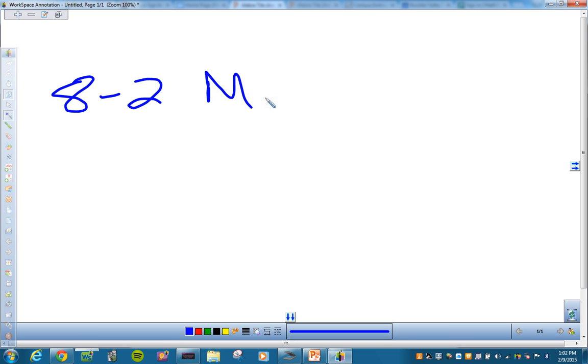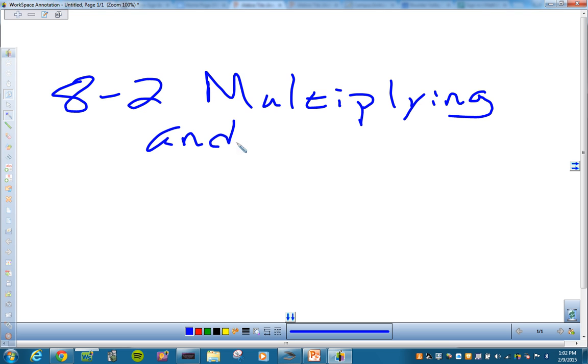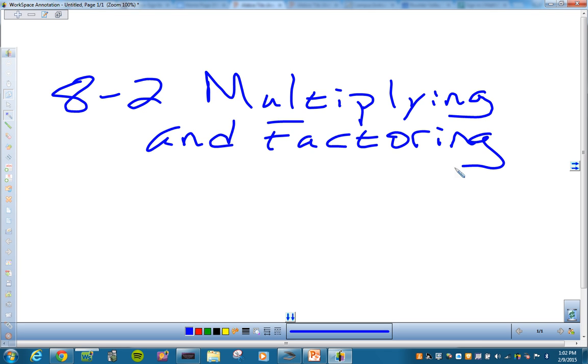Yep, it is recording. Multiplying and factoring. It is. Why do you do that? Why not? Are you under pressure when you're recording?